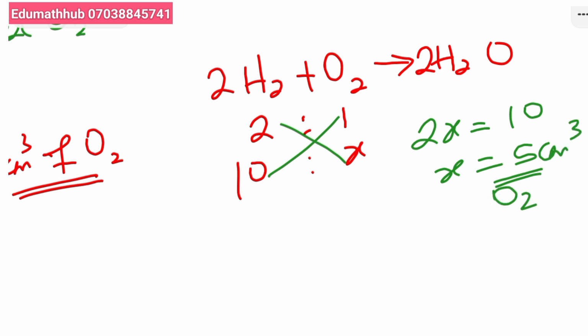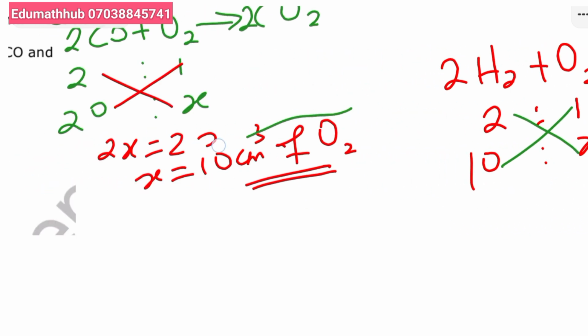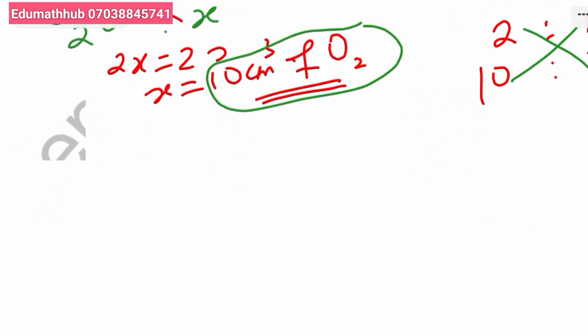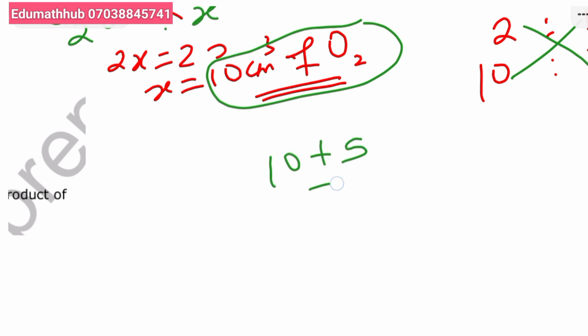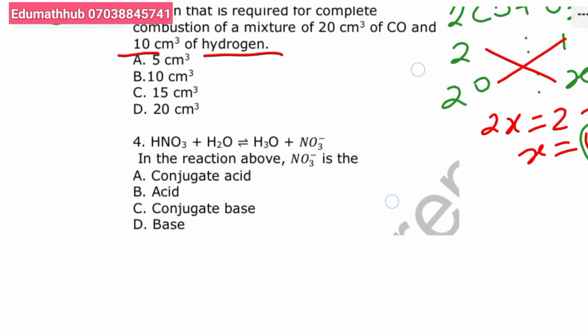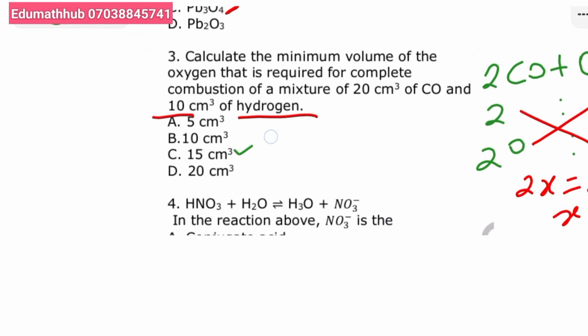So that means you need 5 cm cube of oxygen for the hydrogen and 10 cm cube for the carbon dioxide. So 10 plus 5 will give us 15. So that means you need 15 cm cube in total for the whole combustion process. So if you check it out, you see that's option C.